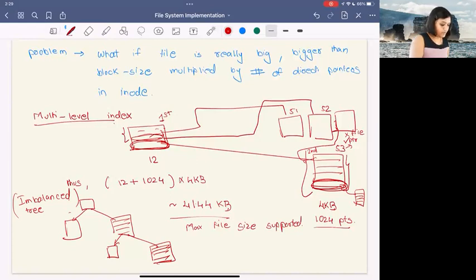Now, some of the popular existing file systems that are designed with this concept of storing data with multi-level index are ext2, ext3, and I'm not sure if you're familiar with the NetApp company, but NetApp has its own file system called WAFL. That also uses multi-level index to map to its data from inodes.